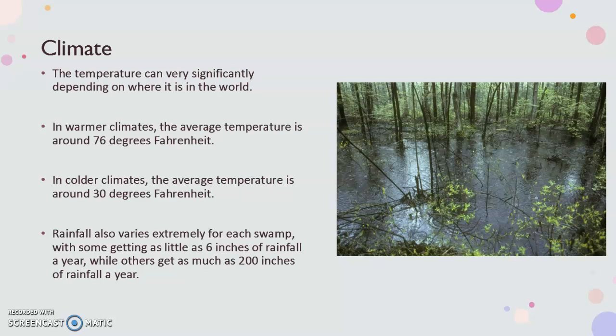Now moving on to the climate. The temperature of a swamp can vary significantly depending on where it is in the world. In warmer climates, it can average to around 76 degrees, whereas in colder climates, it can average to around 30 degrees. Rainfall can also vary extremely from each swamp, with some getting as little as 6 inches of rainfall a year, while others get around 200 inches of rainfall a year. In the picture to the right, you can see how a swamp is being flooded by the amount of rain that it is getting.